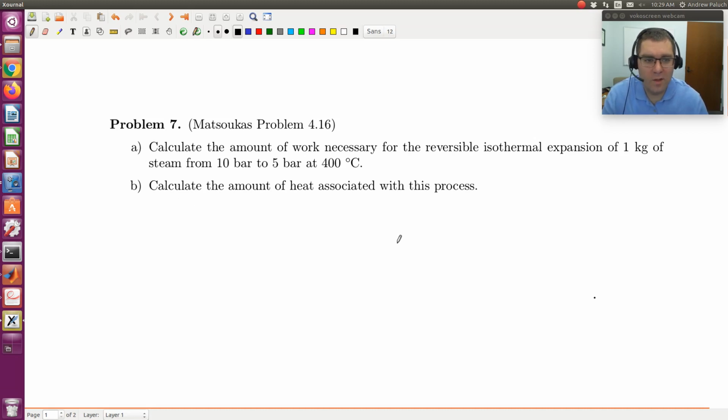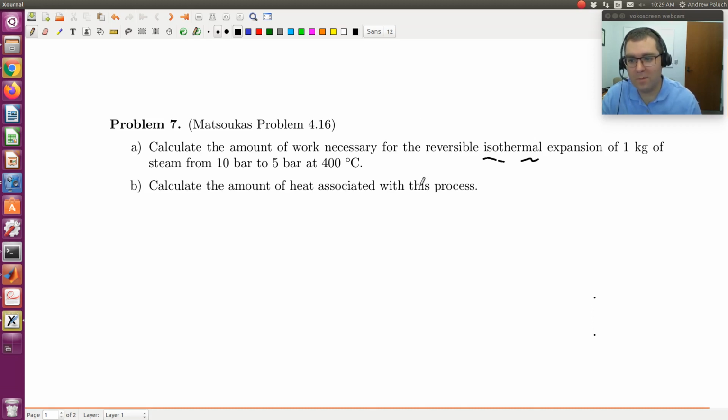Alright, so as I look at part A, immediately two ideas come to mind. One, in my opinion, is going to be easier than the other. First, they want us to calculate the amount of work necessary for the reversible isothermal expansion, isothermal being key, of 1 kilogram of steam from 10 bar to 5 bar at 400 degrees C.